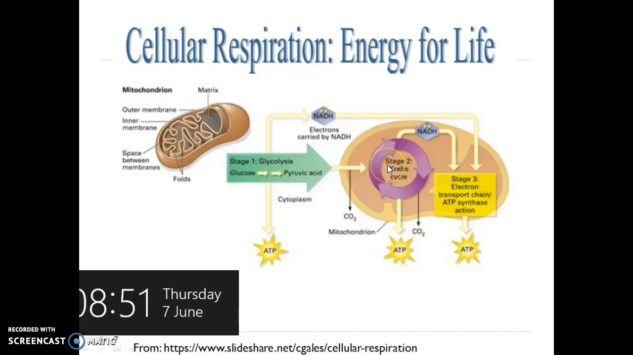This leads to stage 2, that is the Krebs cycle. There you see again an ATP being generated, carbon dioxide also being generated, and from here it leads to stage 3, that is the electron transport chain or ATP synthase action. That means 3 molecules of ATP are generated through metabolism or cellular respiration, which is the energy for life.